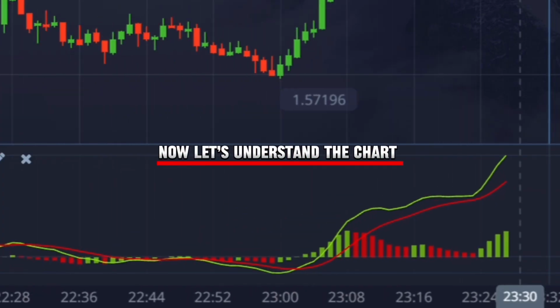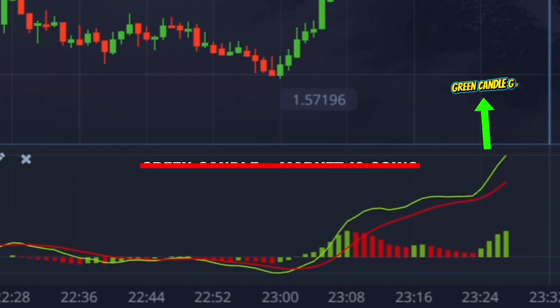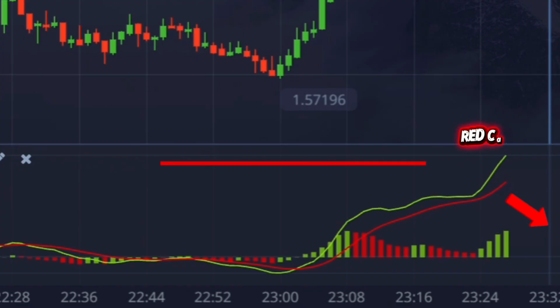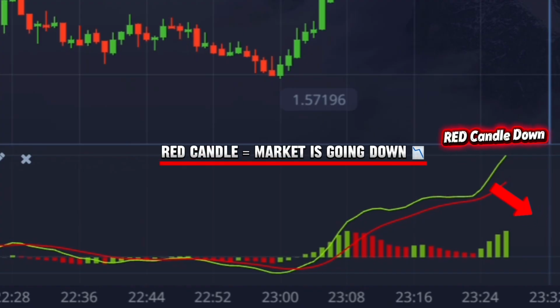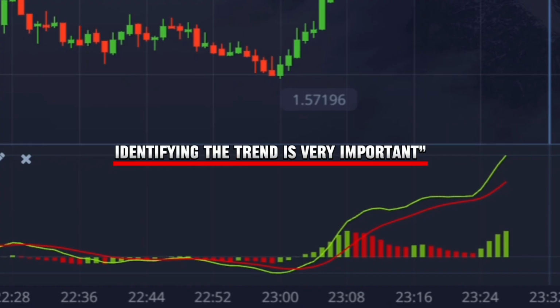Now let's understand the chart. These candles show market movement. Green candle means the market is going up. Red candle means the market is going down. Identifying the trend is very important.